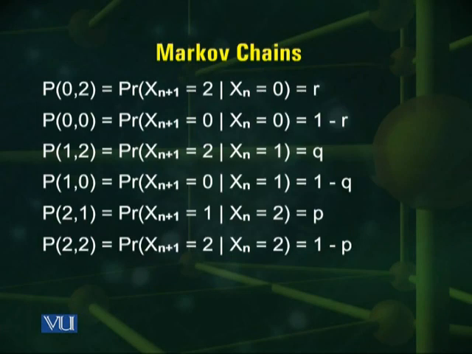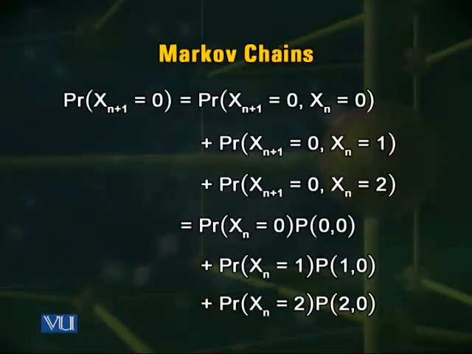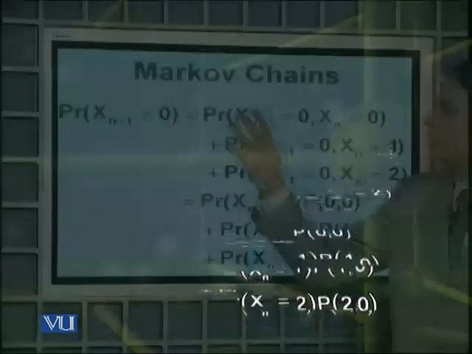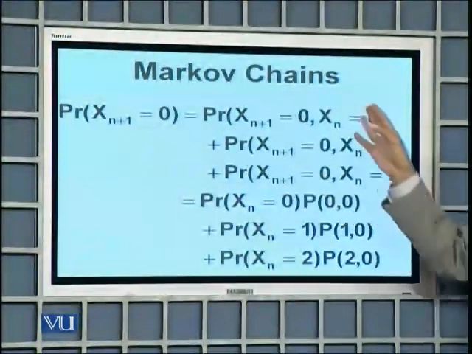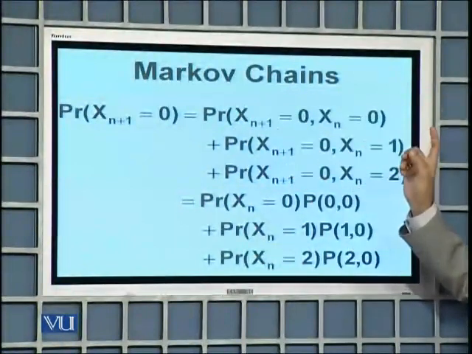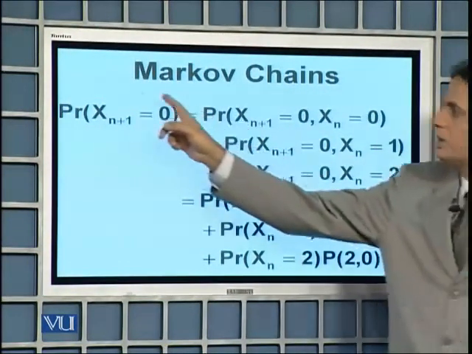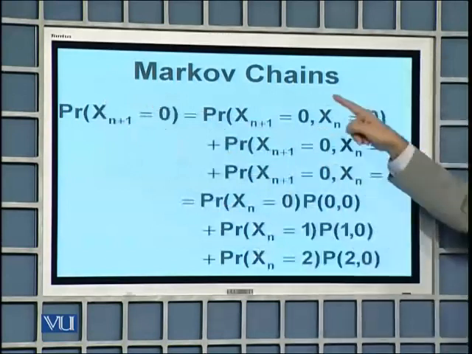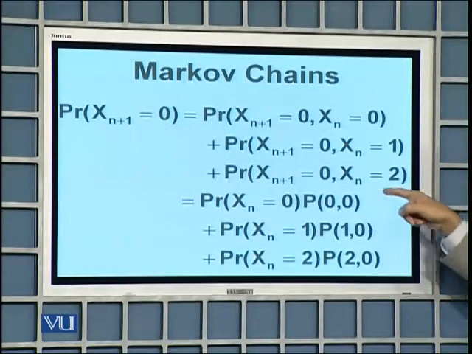Let's have a look at those formulas. Here is a general formula which tells us the probability of capital X n plus 1 being in state 0, and this is expressed as a sum of 3 joint probabilities. This is again an application of total probability. This is event A, and all these 3 states combined represent the partition of sample space.